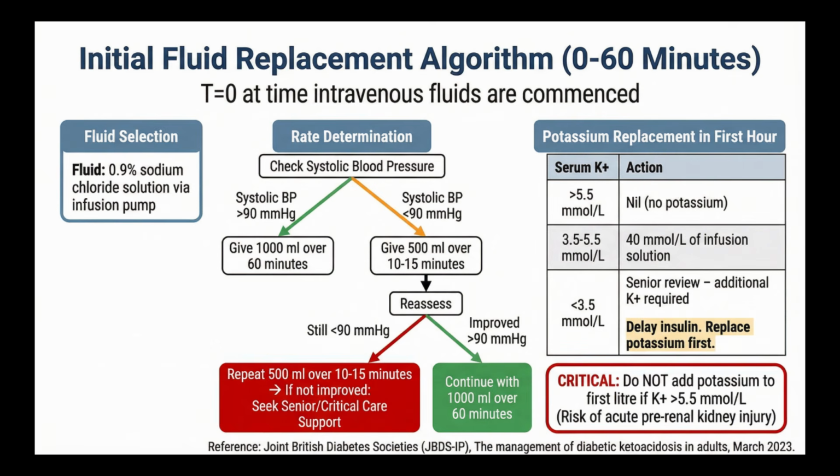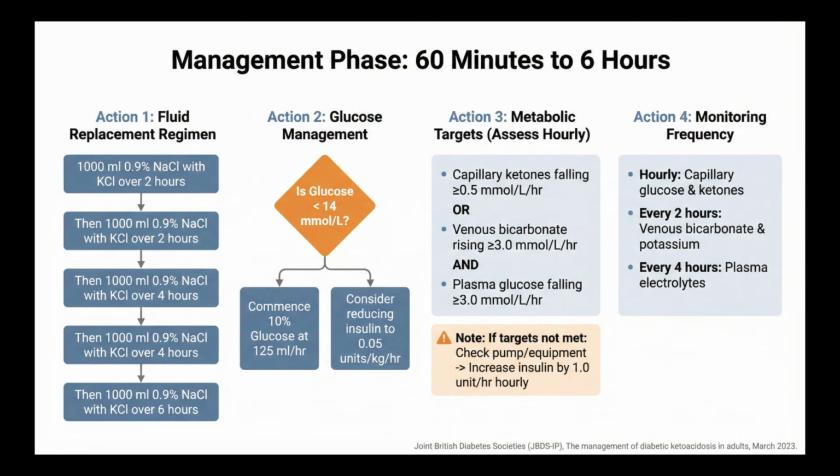MRCP exam key messages. Fluids come before insulin. The fluid rate is guided by systolic blood pressure. And if potassium is below 3.5, delay insulin and correct potassium first. We now move to the management phase from 60 minutes to 6 hours, where treatment becomes protocol-driven and target-based.